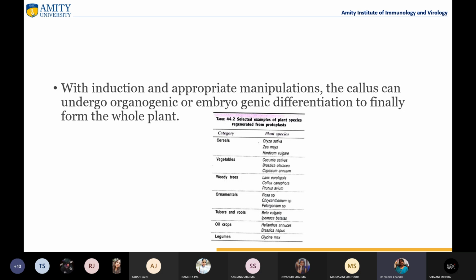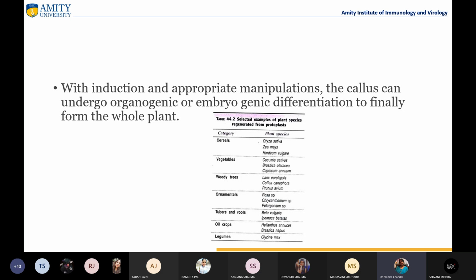Now these are some examples of the plant species which are regenerated from the protoplast. For example, vegetables, cucumbers, sativas, Capsicum annuum; woody trees also are being generated; ornamentals, Rosa species, chrysanthemum, pelargonium; tubers also, Beta vulgaris; oil crops, and legumes. So protoplasts are being used to regenerate whole plants by this process of protoplast isolation and protoplast fusion. And plants are being regenerated by this method, right?